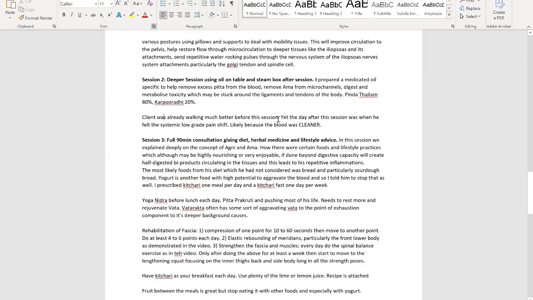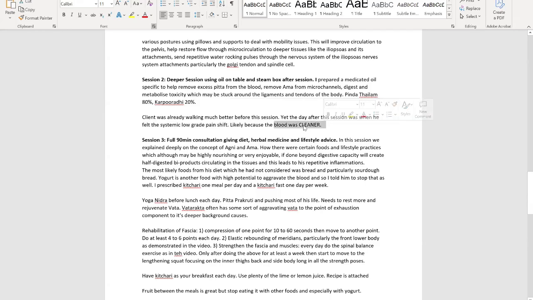to when you do the bodywork without oil and it's like, oh, the results are right there. It's like nervous system, boom. But with this oil technique, it's more in the tissue long term. It was the day after that he noticed the big changes. He felt the systemic low-grade pain shift, not just the psoas where he was, and a bit easier walking, likely because the blood was cleaner.